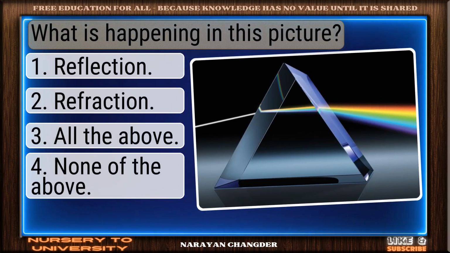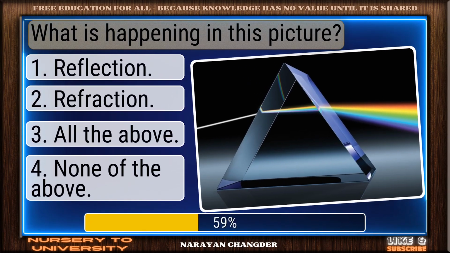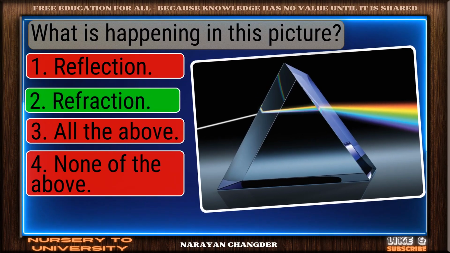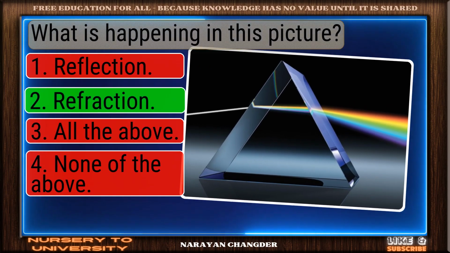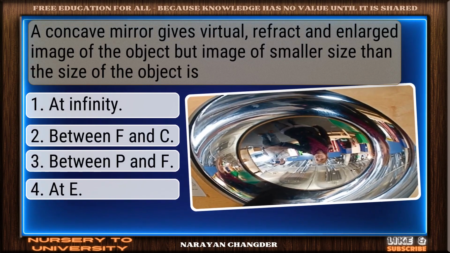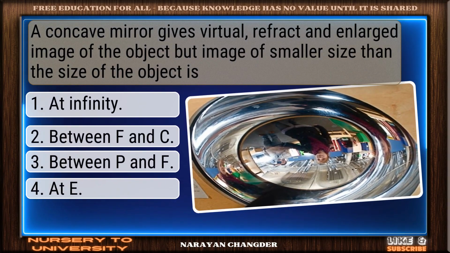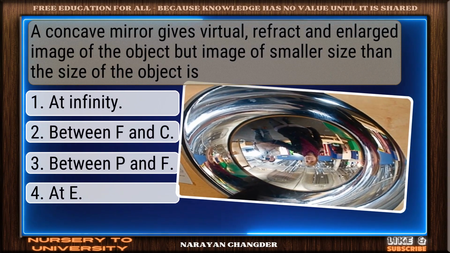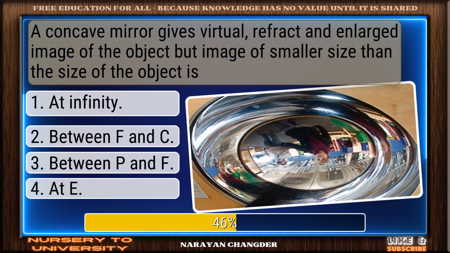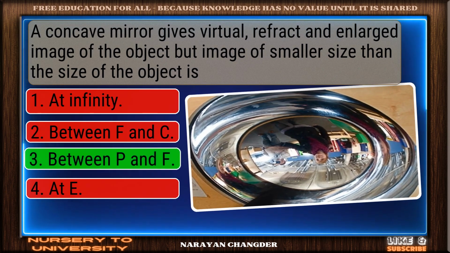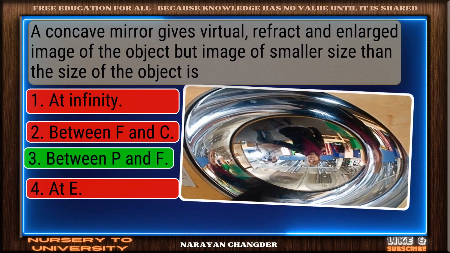What is happening in this picture? On track. Refraction is the correct answer. A concave mirror gives a virtual, enlarged image of the object, but an image of smaller size than the size of the object is. Well picked. Between P and F is the correct answer.